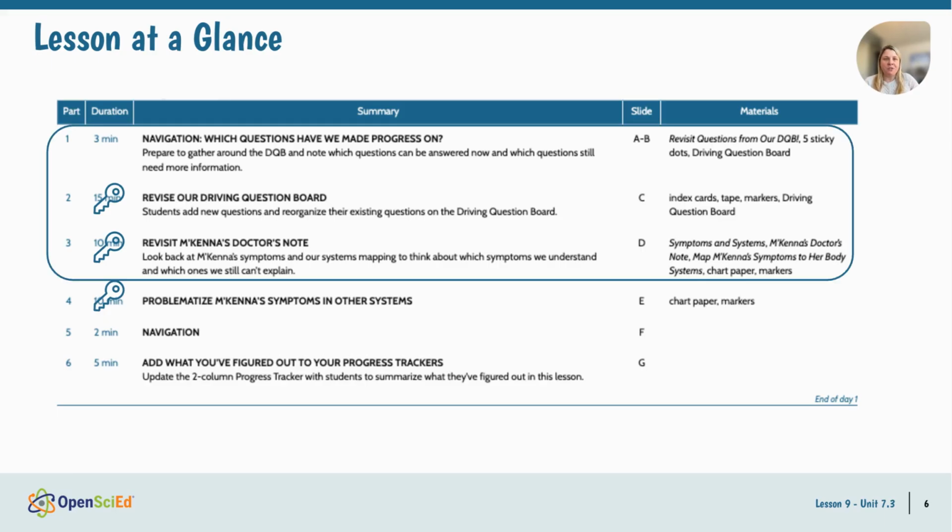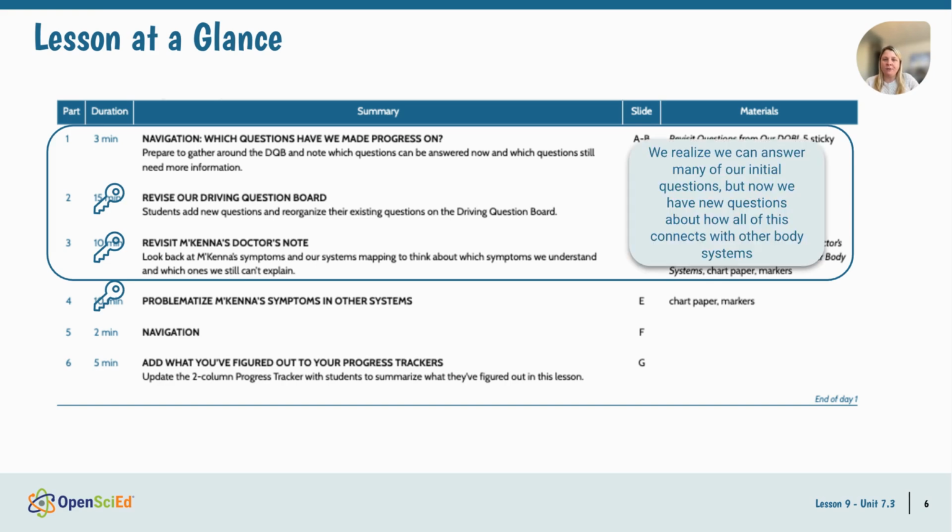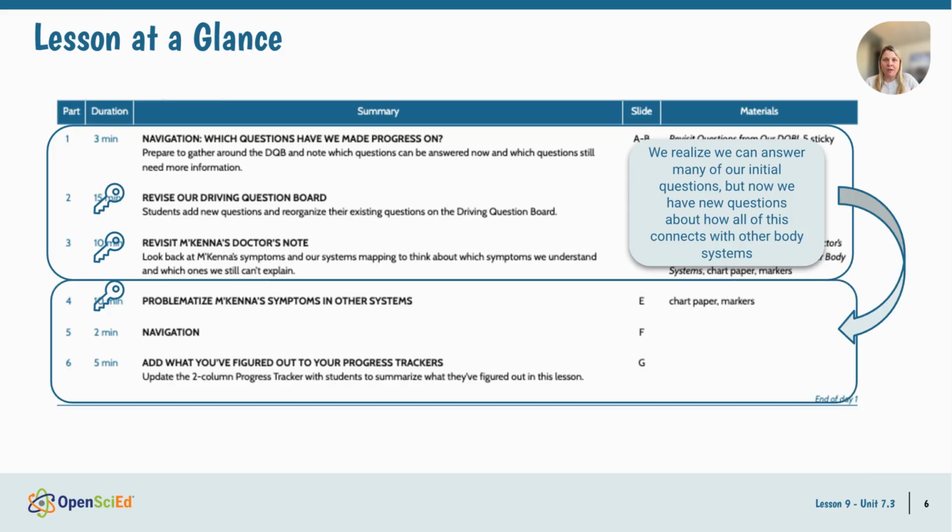The first is at the start of the lesson where you navigate in and review the driving question board with your students. We then review the questions we feel we can't answer based off of evidence from prior lessons and decide we have more questions to add. This leads us to revisiting McKenna's doctor's note, where we figure out we still can't answer all of our questions. This brings us to the second sense-making section, where we figure out that there are symptoms like brain fog and difficulty breathing that we just can't explain yet.